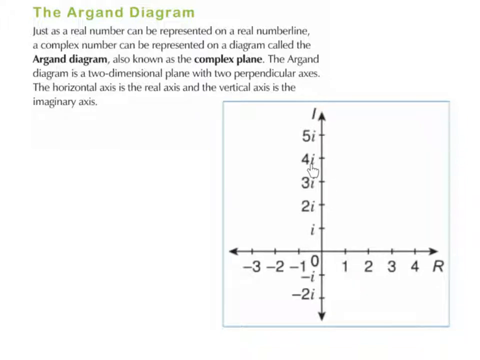So we would be used to calling this the y-axis. But we only use x and y for coordinate geometry. Now we are using complex numbers. So the horizontal line is the real axis and the vertical line is the imaginary axis.